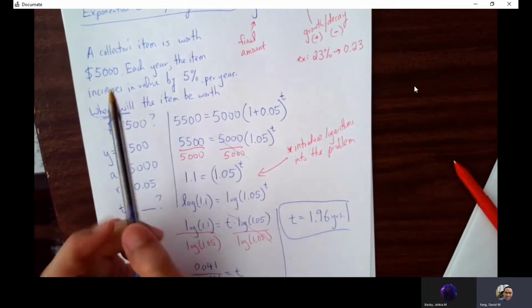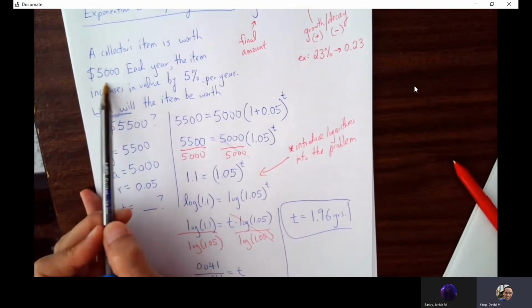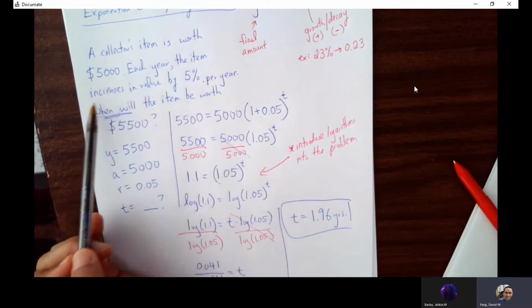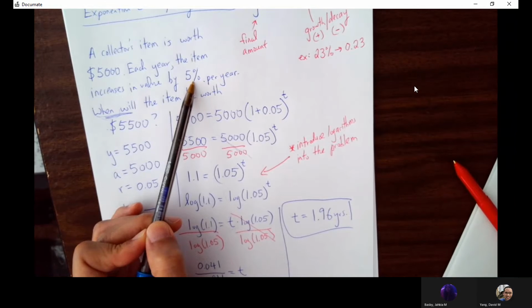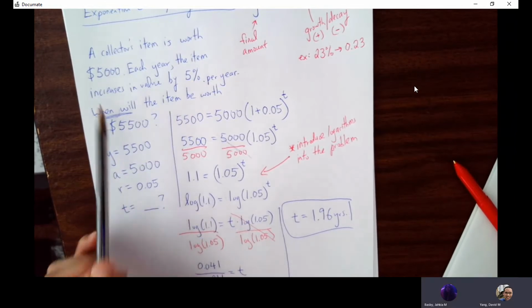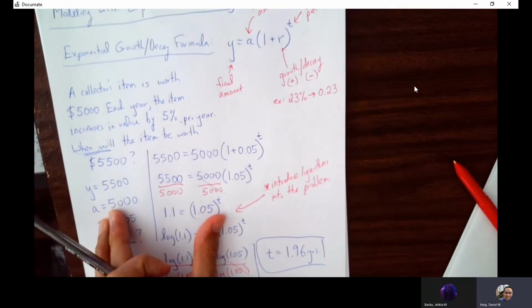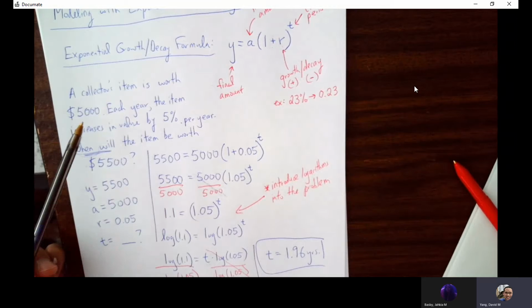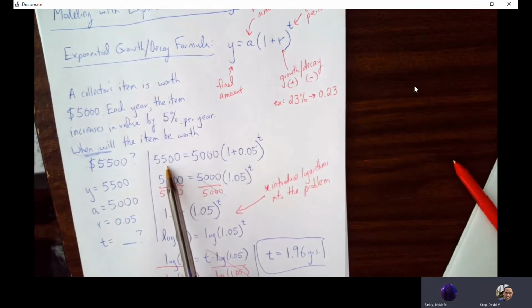So let me ask you this: what if this was the price of a car? We know that a normal car, unless it's a collector's item, is going to depreciate. So let's say the car decreases by 5% each year. It would be decay, and we want to figure out how long it takes before it goes down to $1,000. How would you change how you plug this in? Okay, you would subtract. So instead of 5,500, this will be what? 1,000.